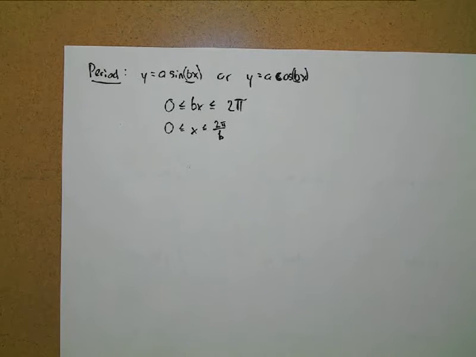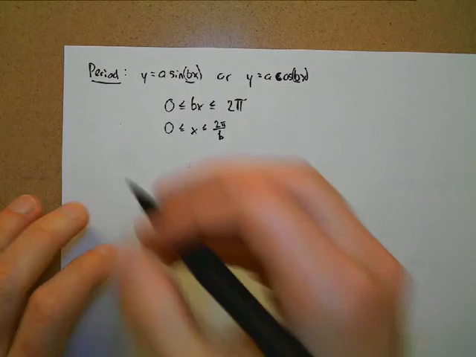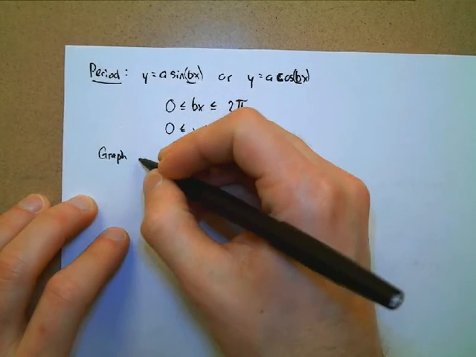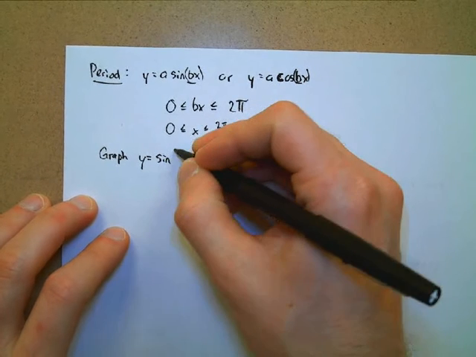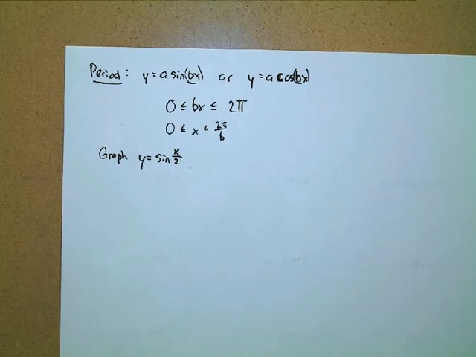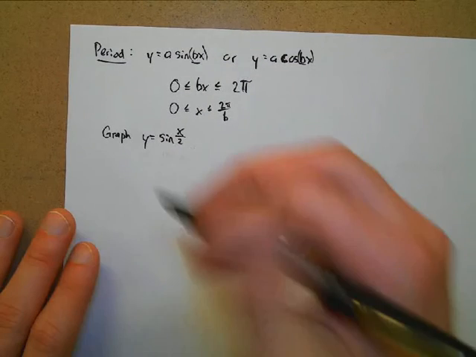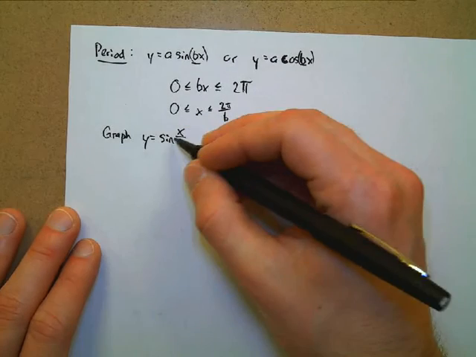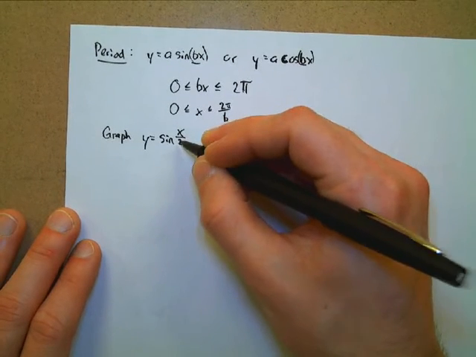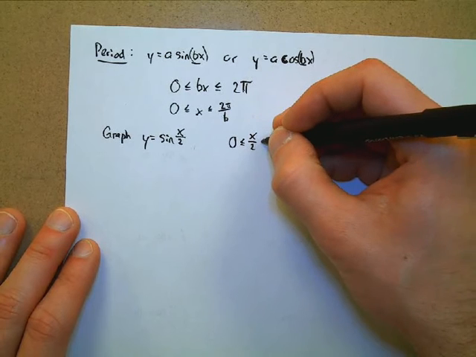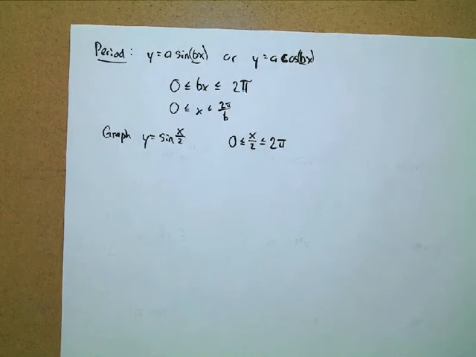Okay. Well, when I go to graph that, we're going to have some sort of period adjustment. So I'll take 0 less than or equal to x over 2 less than or equal to 2 pi. We're going to put this between the 0 and 2 pi, and then we'll multiply everything by 2 to get the x by itself. So x is between 0 and 4 pi. Instead of our period going from 0 to 2 pi for this particular graph, we're going to have to go from 0 all the way out to 4 pi.